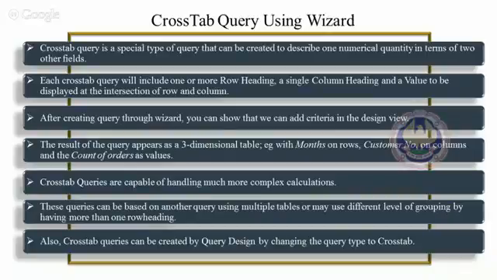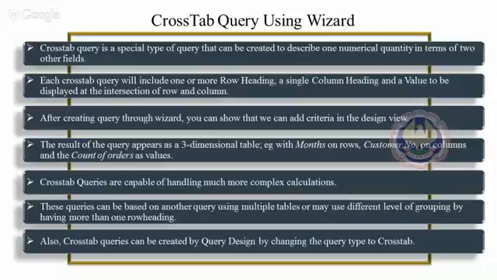So we know there can be a row heading, there can be a column heading, and we can have some intersection of this row and column that would calculate against some aggregate function. So each cross-tab query will include one or more row headings, a single column heading, and a value to be displayed at the intersection of the row and column.